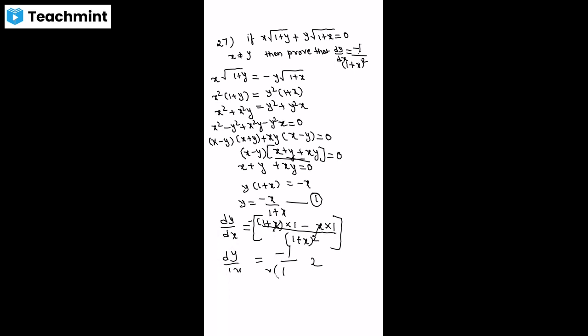That is what was asked. dy by dx is equal to what we got. So let us write here: dy by dx is equal to minus 1 by 1 plus x whole square. So this completes the problem. Next we move to the 28th question. Let us go to the 28th question.